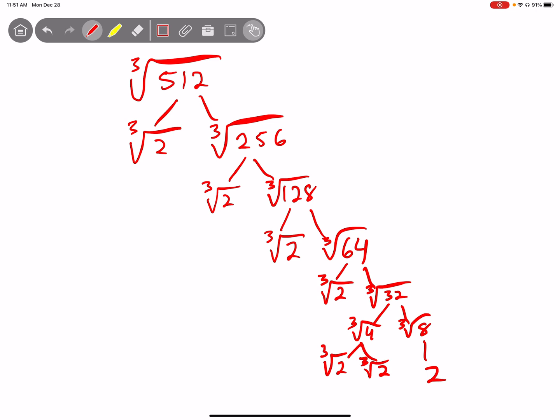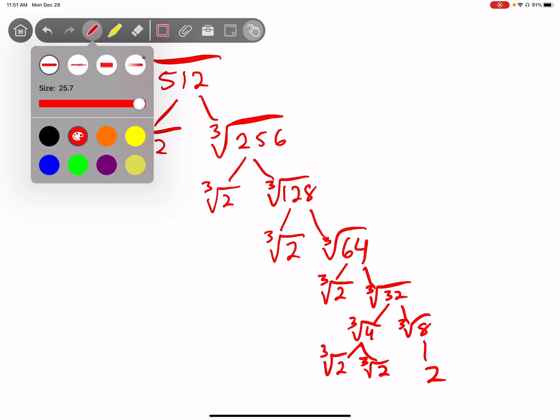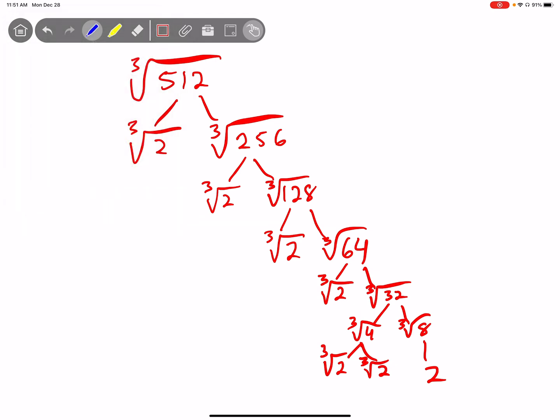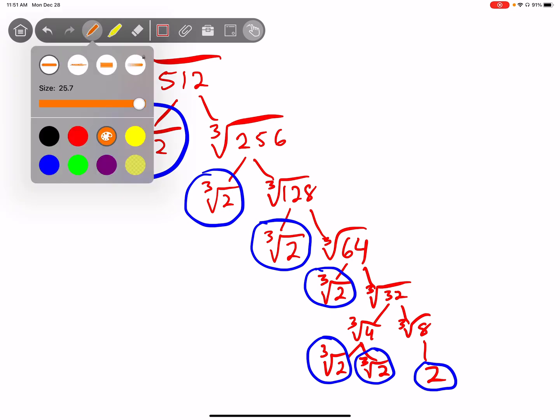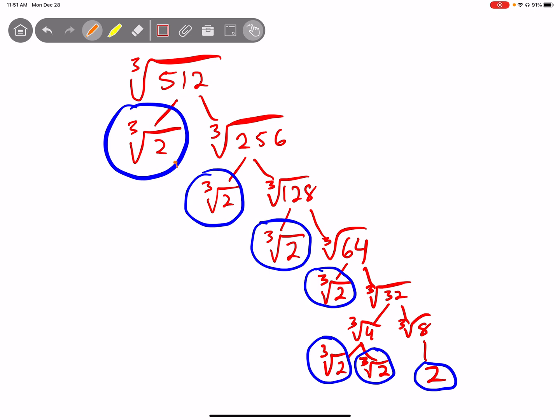Okay, now I'm left with a bunch of prime numbers. I cannot go any further. So what am I going to do? I'm going to circle everything. That's an end of a branch. And I'm going to group everything together. Well, lucky for me, I have 2 sets of triplets. Here's one. That should just give me 2.